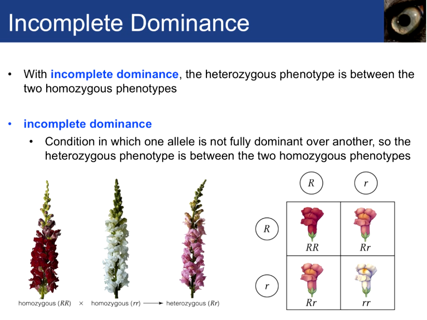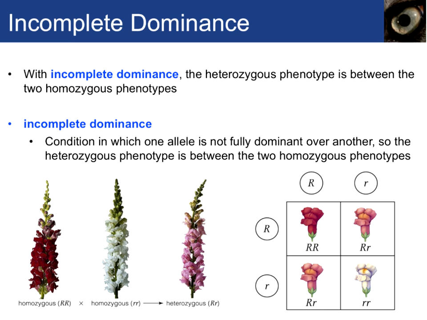In incomplete dominance, the heterozygous phenotype is in between the two homozygous phenotypes. This is similar to the blending inheritance theory that we discussed at the beginning of the lecture that showed in general not to be true. But in some situations, it does actually happen this way. So incomplete dominance is a condition in which one allele is not fully dominant over the other. So the heterozygous phenotype is between the two homozygous phenotypes.